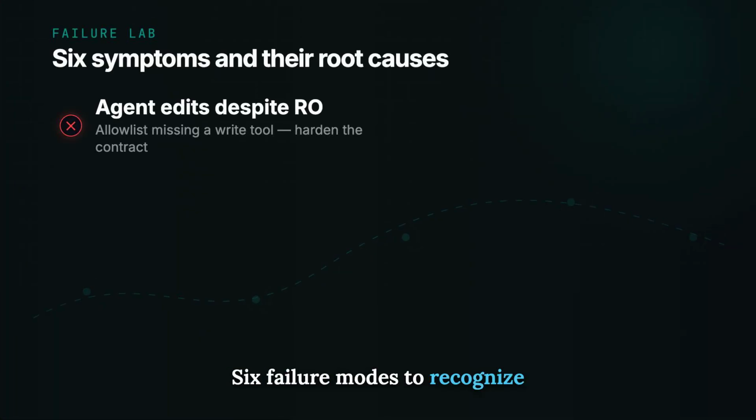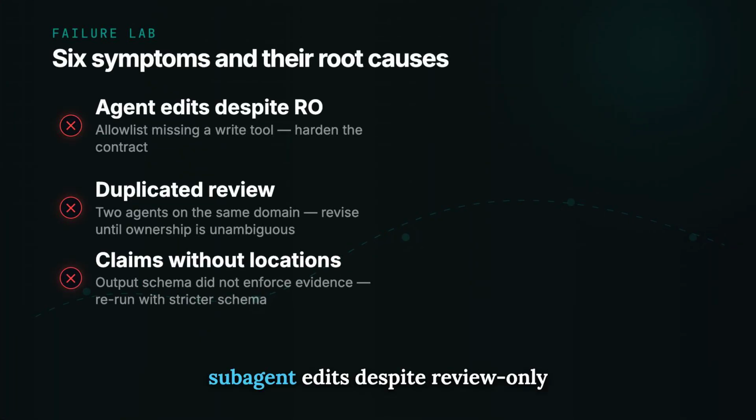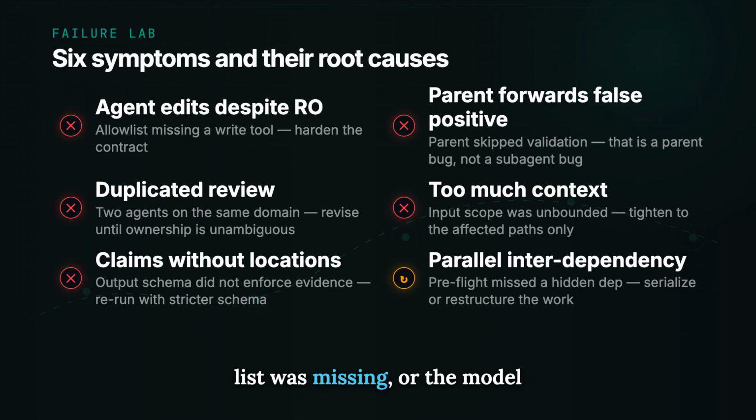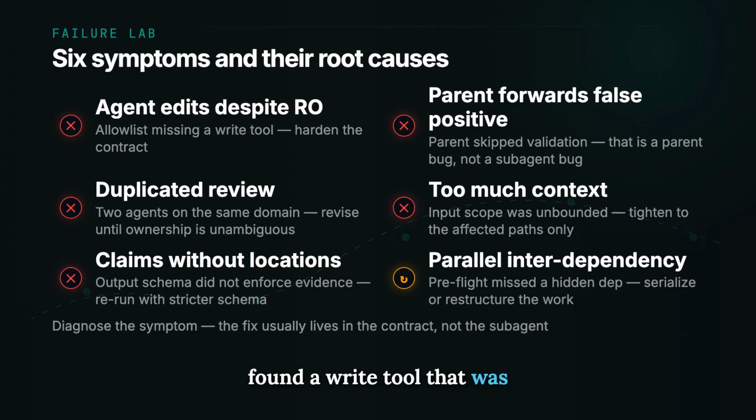6 failure modes to recognize on sight. A subagent edits despite review-only intent: the forbidden actions list was missing, or the model found a write tool that was not excluded, so harden the allow list. 2 agents duplicate the same review: the contract overlap was not detected at planning time, so revise until ownership is unambiguous.